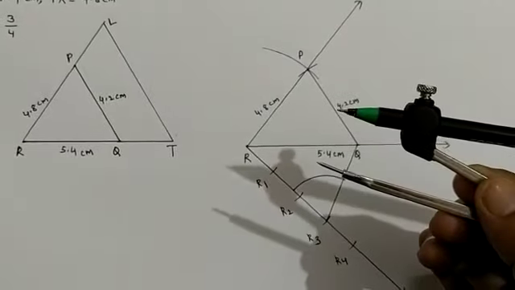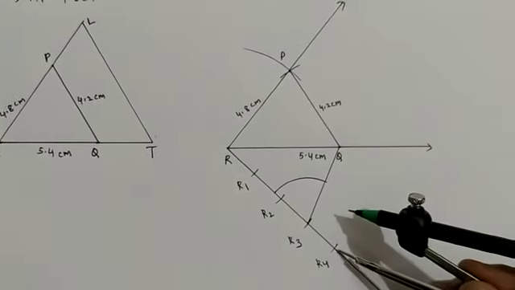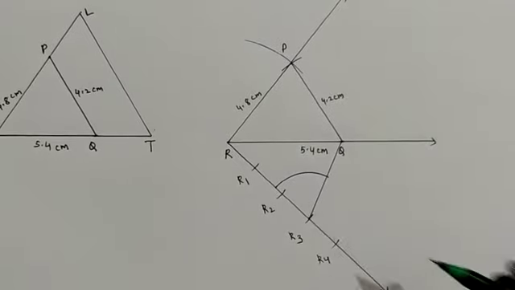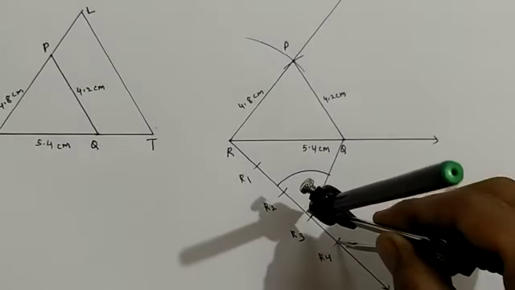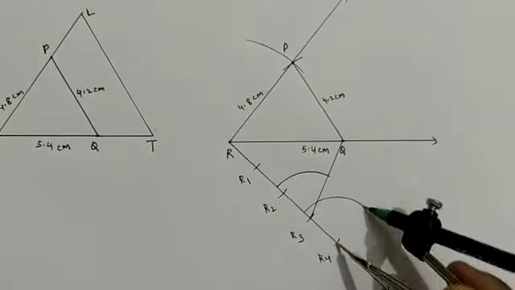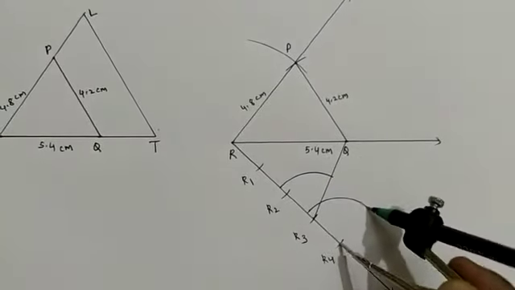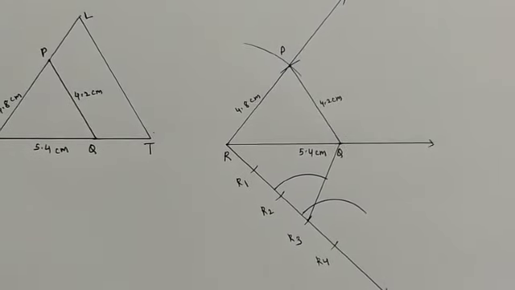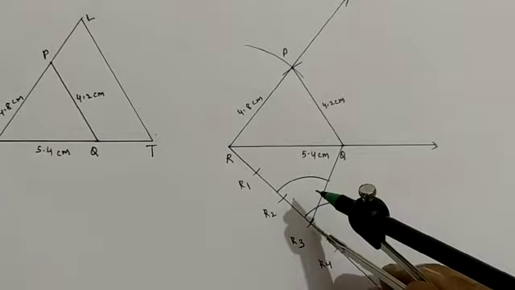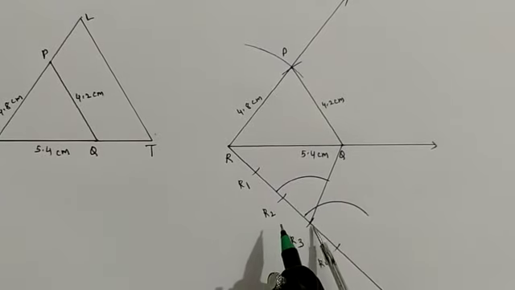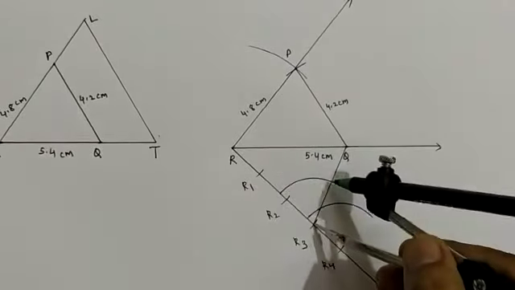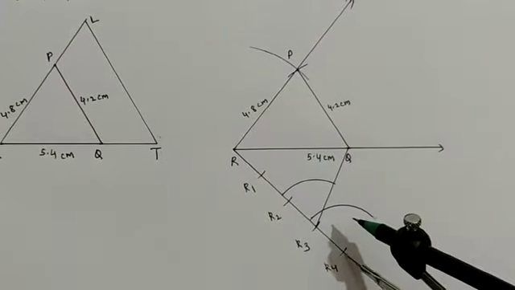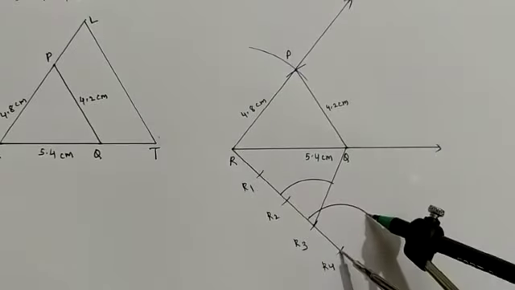Now don't change the distance, and with the same distance keep it on R4. I repeat, keep it on R4 here now, and draw an arc from here also. I repeat once again, first you keep it on R3 and from here you draw the arc. And again keep it on R4 and draw the arc.